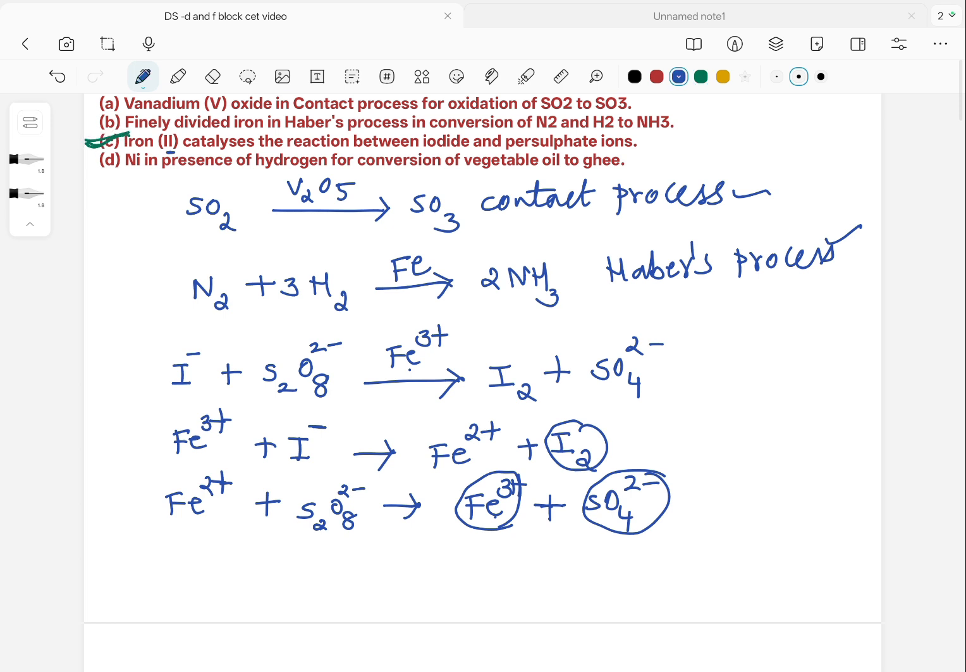Let's check the next one also. We understood that nickel in presence of hydrogen is used for conversion of vegetable oil into ghee. Vegetable oils in the presence of nickel catalyst or palladium or platinum get converted to ghee. So our answer should be option C.